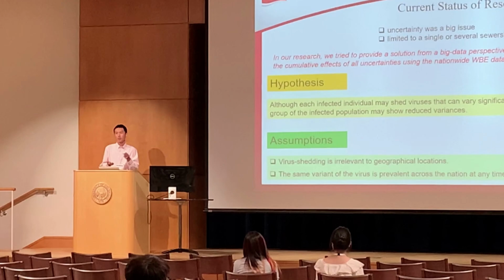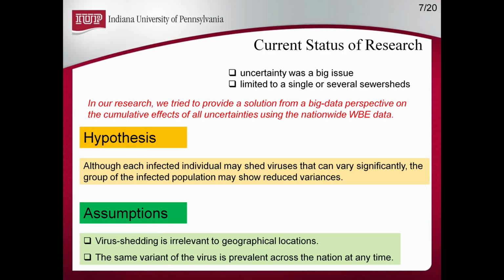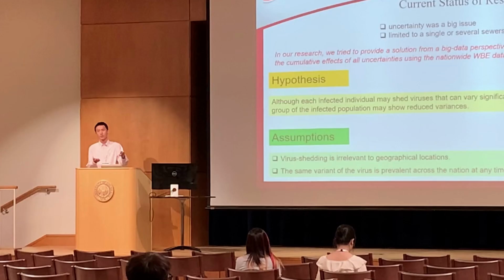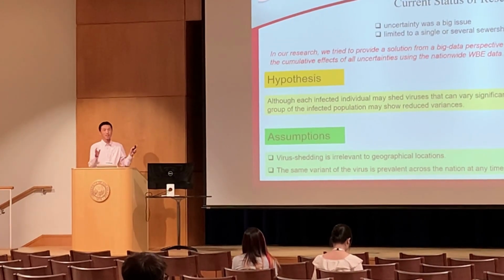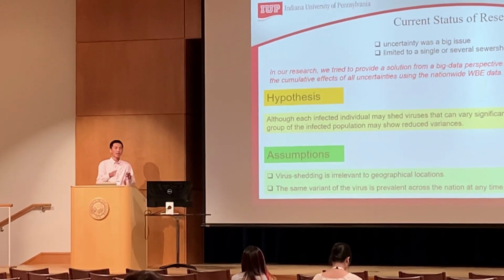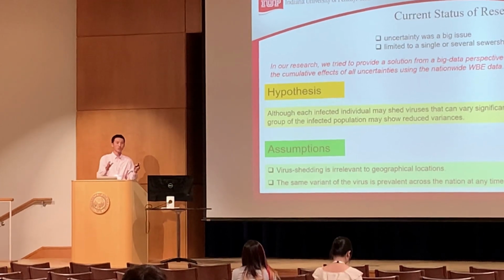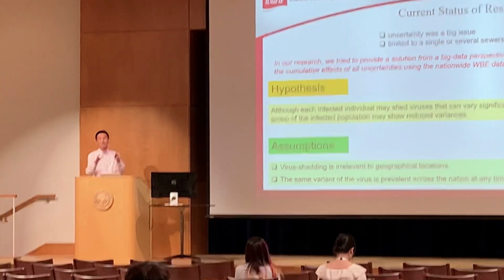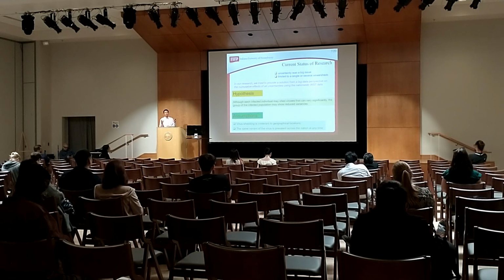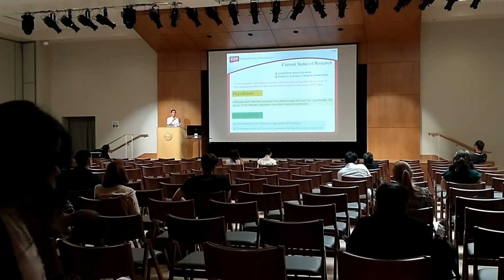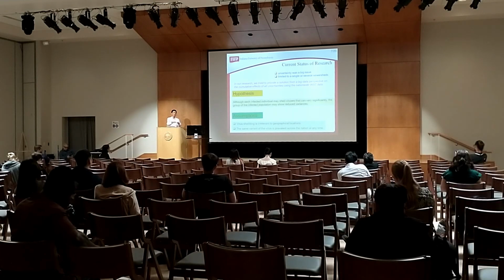And we're not the only group dealing with these uncertainties, other groups are too. And the difference between our research and their research is other groups are doing this kind of research in a limited area where there's only a couple of sewer sheds, whereas we're doing it at the national level. So as a result, for their research, it's unclear whether their results can be extrapolated to other scenarios because they're doing it in a small area.